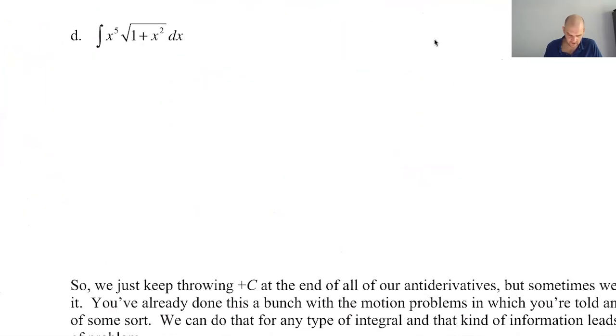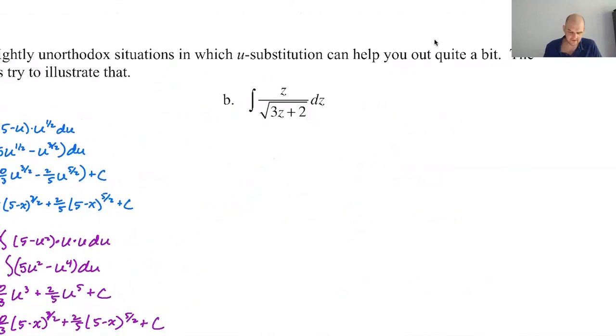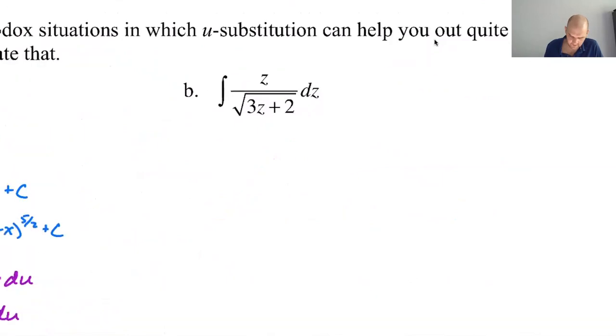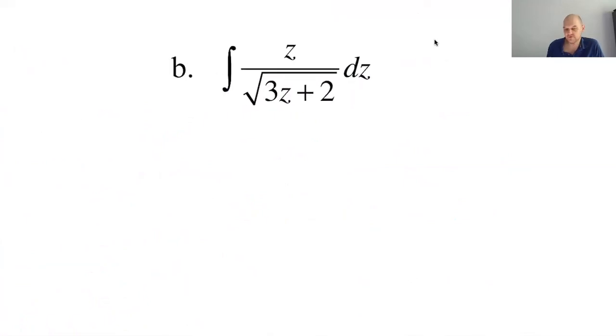I feel like that was a long example. I'll do one more, and then I'm going to cut it and do the next one in the next video. So here, I'm going to make what I believe to be the best choice right away. I'm going to make this whole radical u. You don't need to, you can make u equal 3z plus 2. I'm going to do radical 3z plus 2, because I won't have to deal with rational exponents, and I don't really want to.